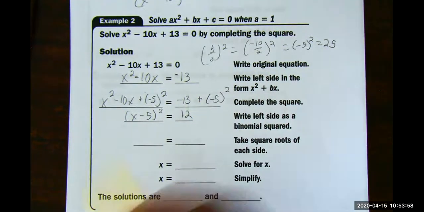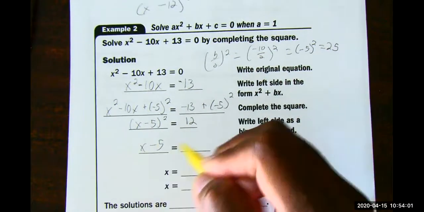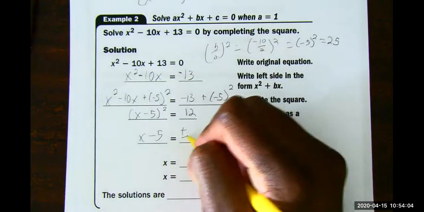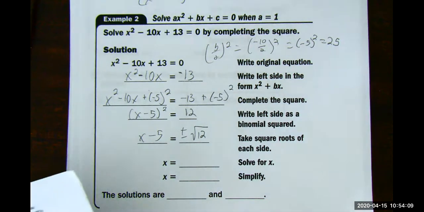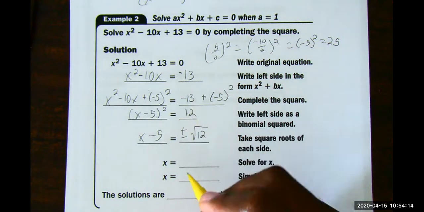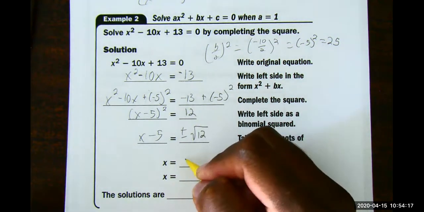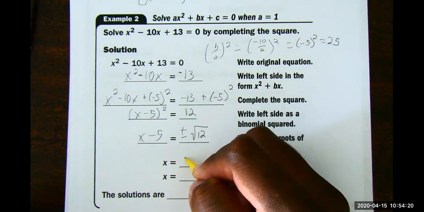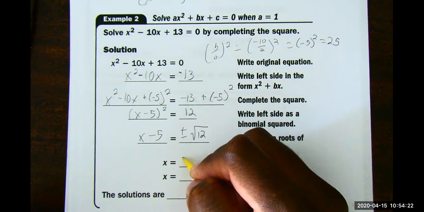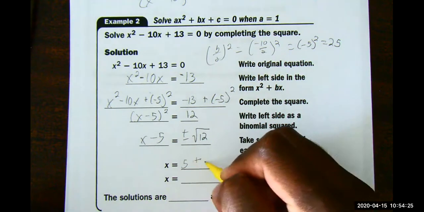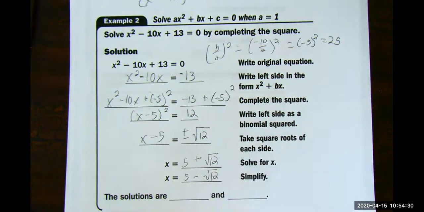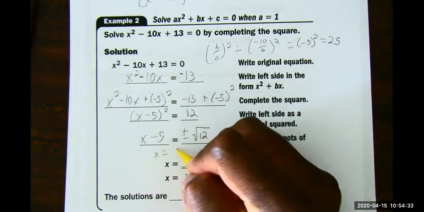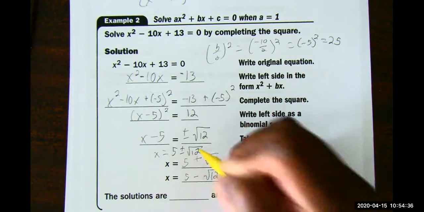Now to solve, we simply take the square root of both sides. Equals plus or minus square root of 12. Remember, anytime we take the square root, the solution is plus and minus that. And then we're left with x equals 5 plus square root 12, and 5 minus square root 12. You can even write your answer as x equals 5 plus or minus the square root of 12.